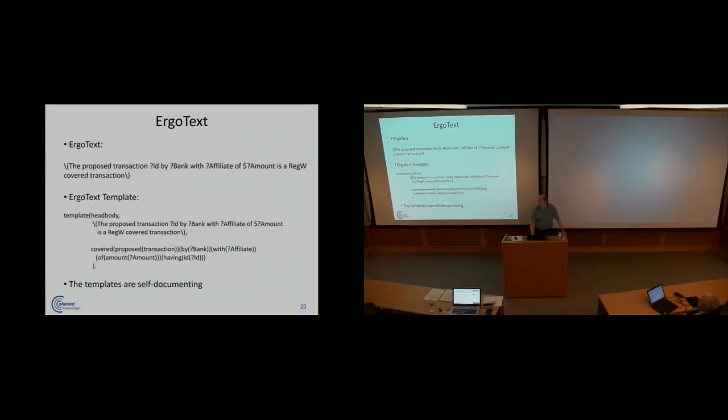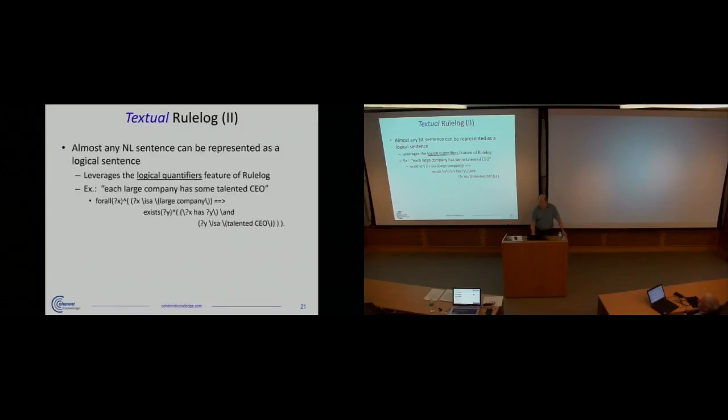It becomes much more natural, actually, than working with these long camel-cased or underscore-separated types of names in first-order systems. And it's much more composable and reusable than those as you are dealing with complex knowledge. So almost any natural language sentence can be represented as a logical sentence with this approach, including with logical quantifiers. For example, here, each large company has some talented CEO. Each means for all. Some means there exists. And that can be represented using the logical formula here, which is directly Ergo-executable syntax that we're looking at at the bottom.